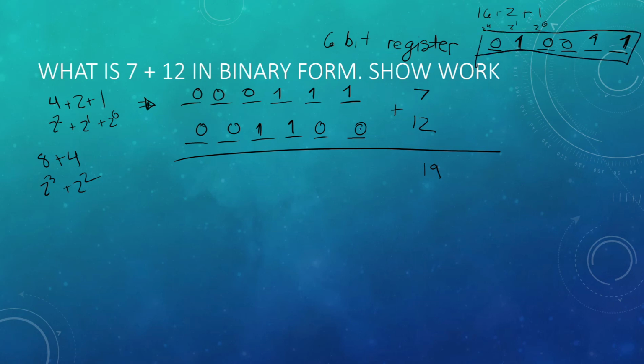So let's do the work. 1 plus 0 is 1. No carry over. 1 plus 0 is 1. No carry over. 1 plus 1. Remember, it's like 5 plus 5. We are left with 0, and we carry 1 over. So here in this place, we are left with 0, and we carry 1 over.